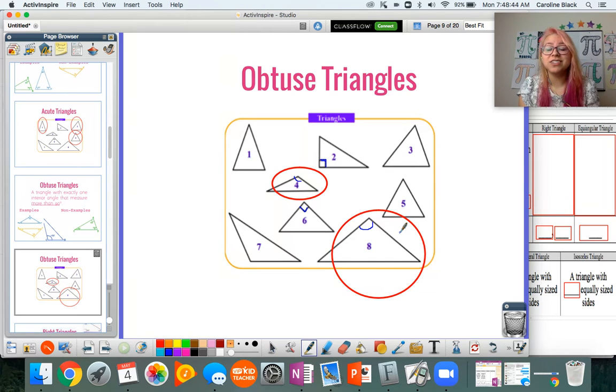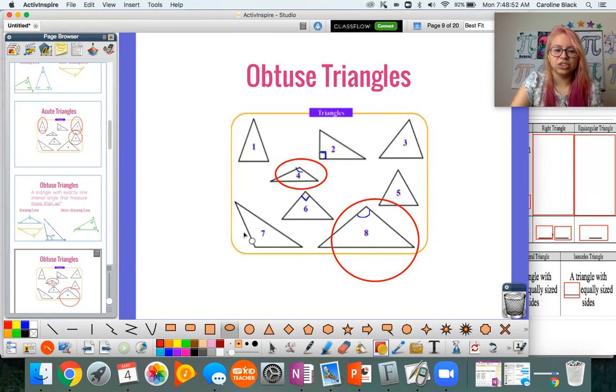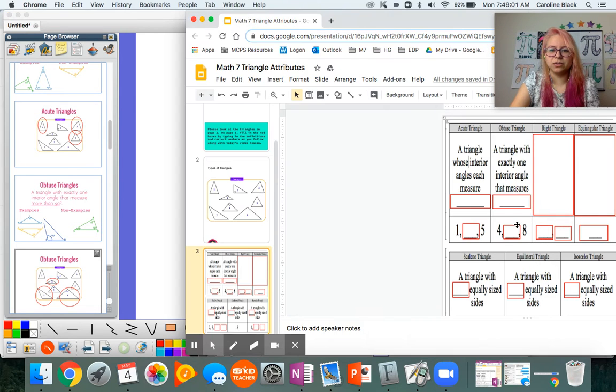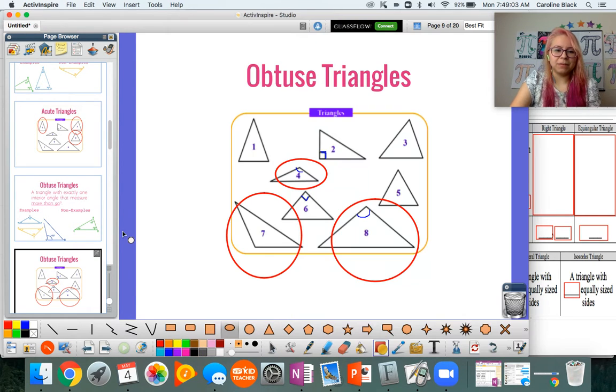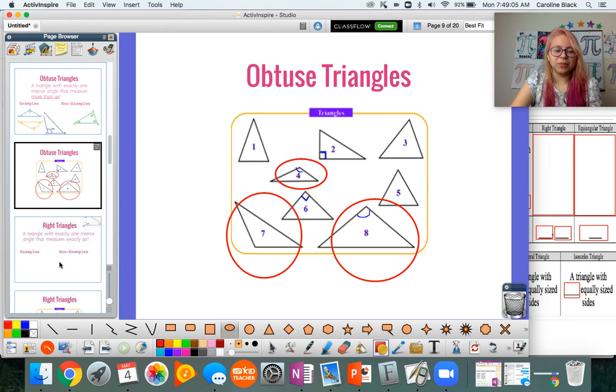You can pause the video and try it yourself, and then play the video again if you want to know the answer, to check your answer. So the answer, you should have circled number 7, or I guess written number 7 in the text box right here. Okay, that's an obtuse triangle.